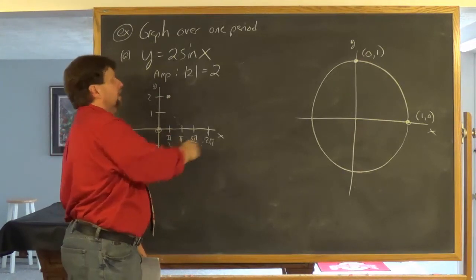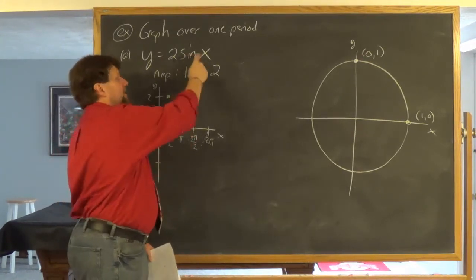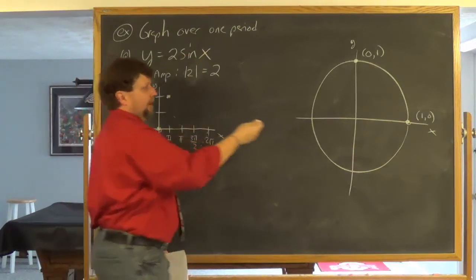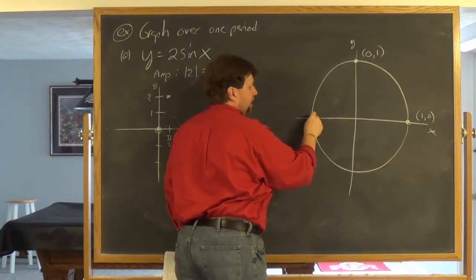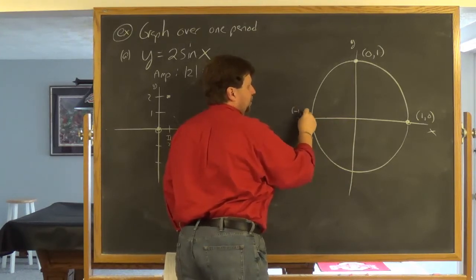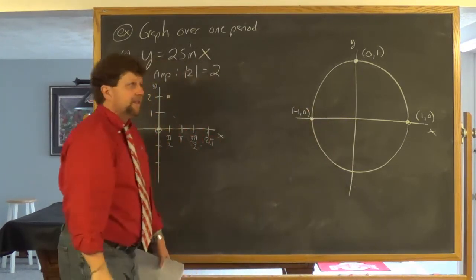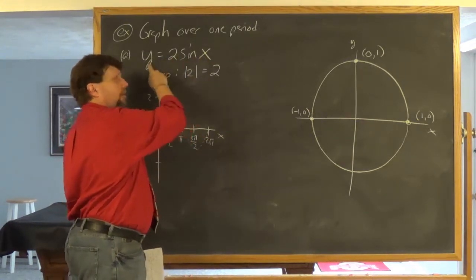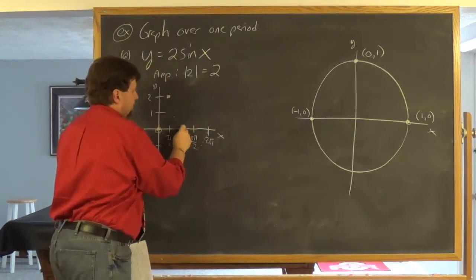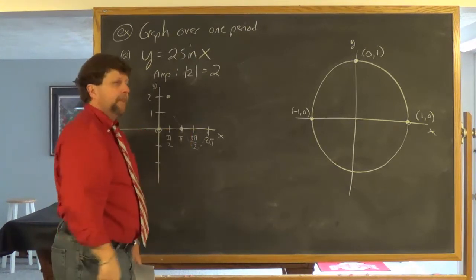Pi. You put pi in for x. The sine of pi is, well, here's where pi terminates on the unit circle. So knowing the y coordinate of that point, which is 0, 2 times 0 is 0. So when x is pi, y is 0. So you'd plot that point.